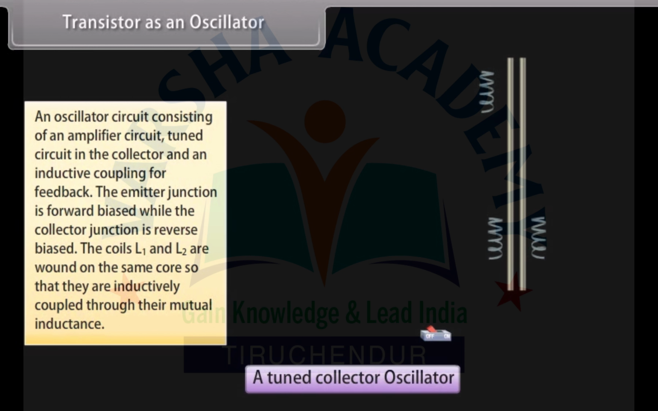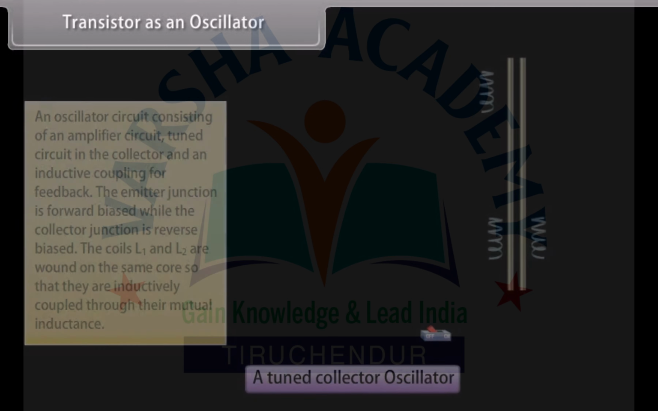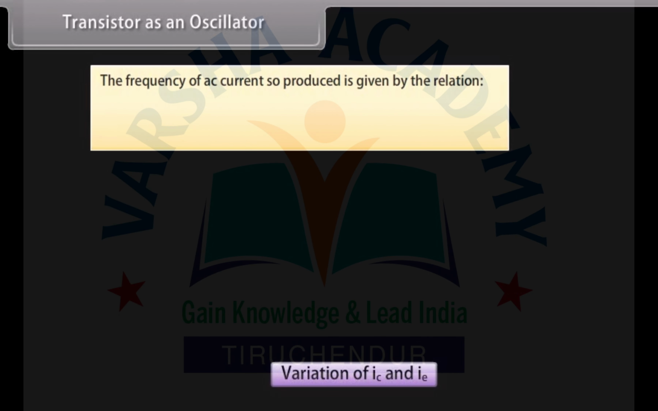On pressing the key, collector current suddenly starts flowing through L1. Consequently, a voltage is induced in coil L, which charges the capacitor C with such a polarity as to support the forward bias of base emitter circuit. On reaching saturation, collector current stops varying. Hence, induced EMF in coil L vanishes. The frequency of AC current so produced is given by the relation f equals 1 upon 2π multiplied by 1 upon the square root of LC.